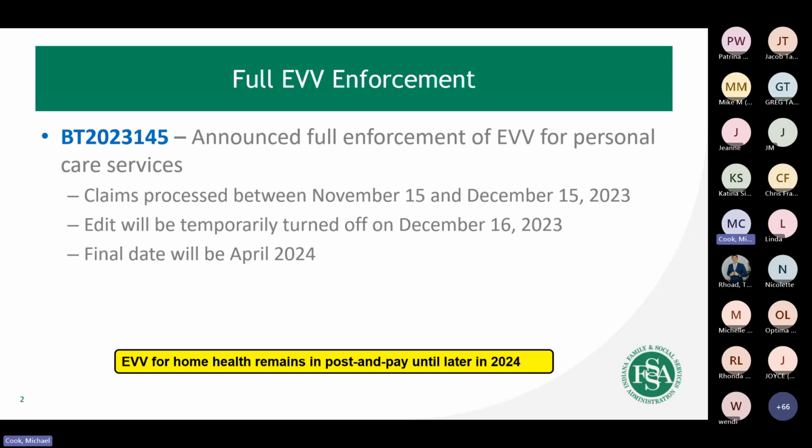As announced in BT 2023-145, we announced full enforcement of electronic visit verification for our personal care services, which will impact claims that were processed between November 15th and December 15th, 2023. This edit will actually be temporarily turned off on December 16th. We're treating this as a trial run for full enforcement, with the final enforcement scheduled to begin in April 2024. And a final announcement will be coming early next year with that final date.